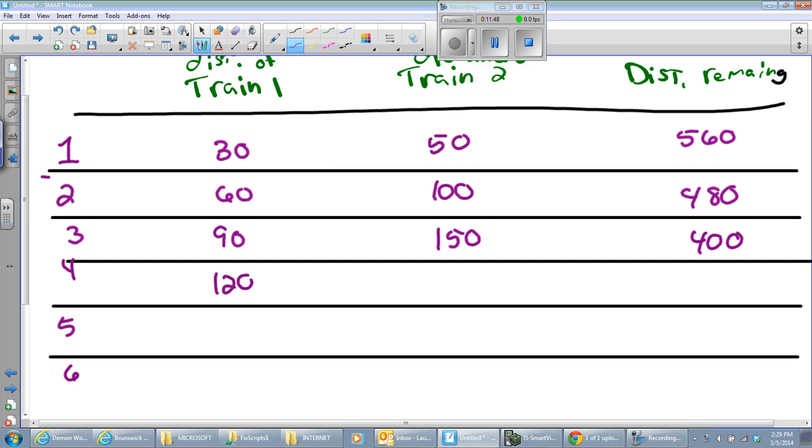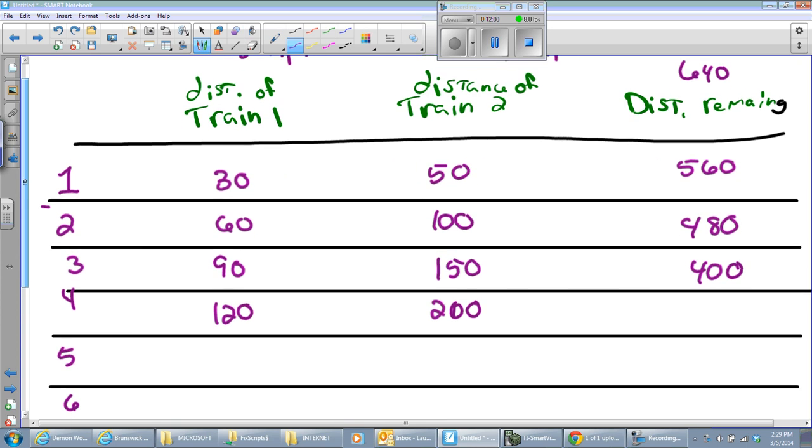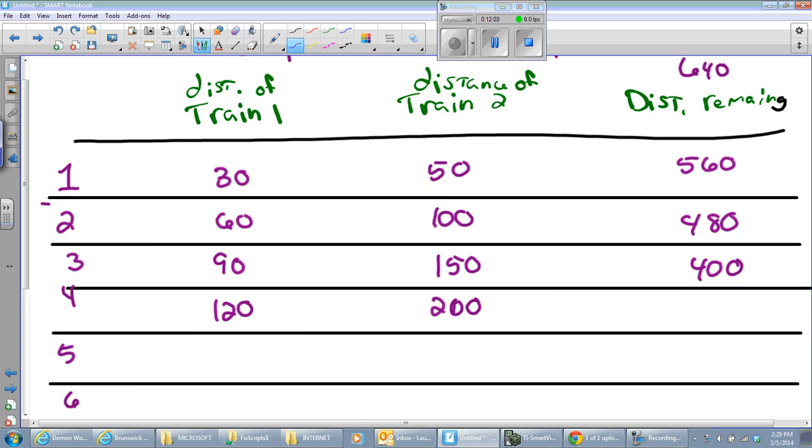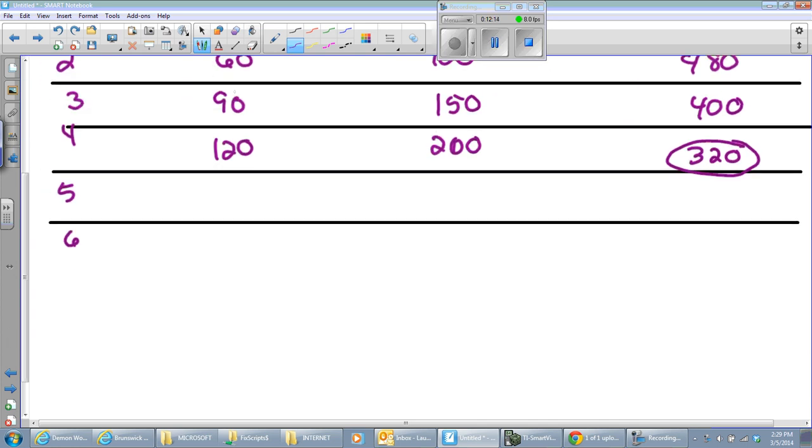Okay, 120, 200. Okay, and so that's 320. The original was 640, so I'm at 320 miles. Okay, now I'm guessing it's going to be 8 hours because at 4 hours, they've covered half the distance. So I'm assuming that after 8 hours, they're going to have covered the remaining half of the distance because the rates aren't changing. So let's see here. I can't see. There we go.